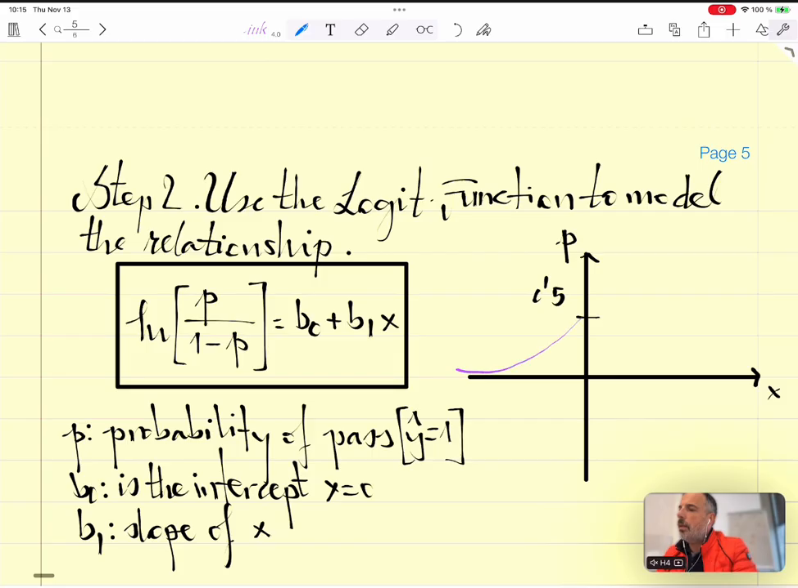Remember, 0.5 is our threshold, okay? And this tends to 0. This tends to 1. Okay? So whatever data points, look at the blackboard, please.